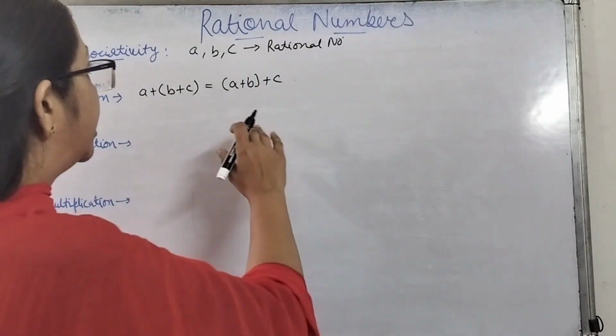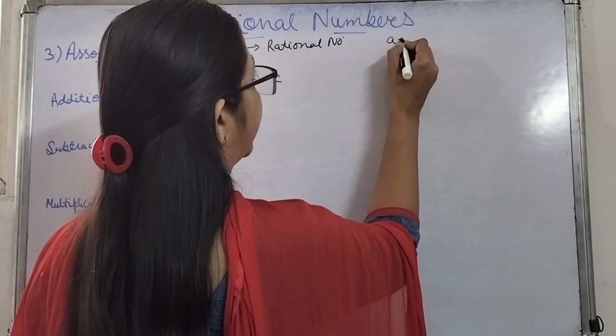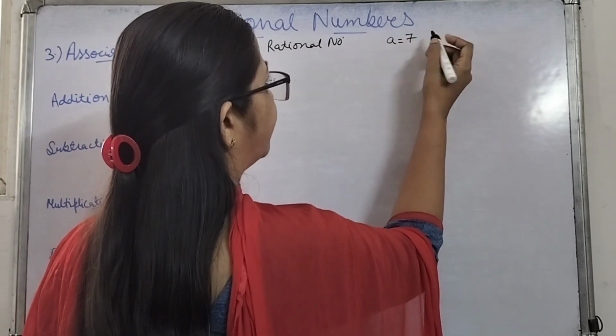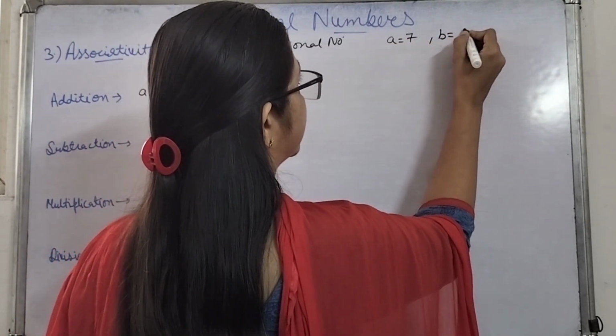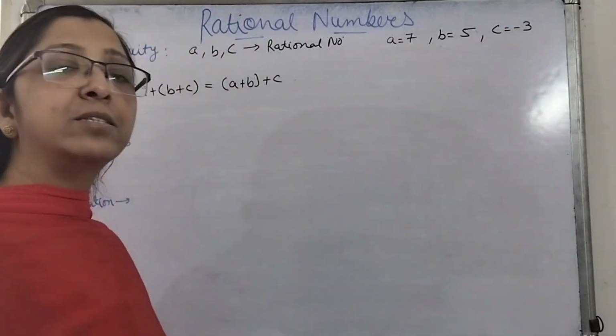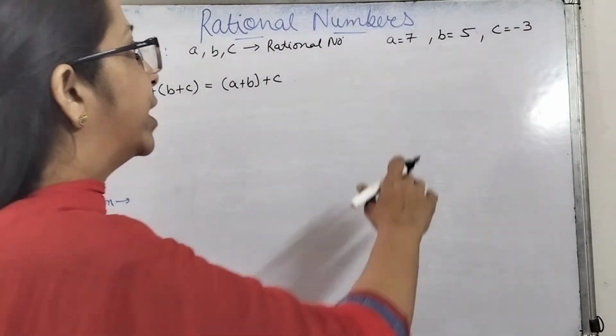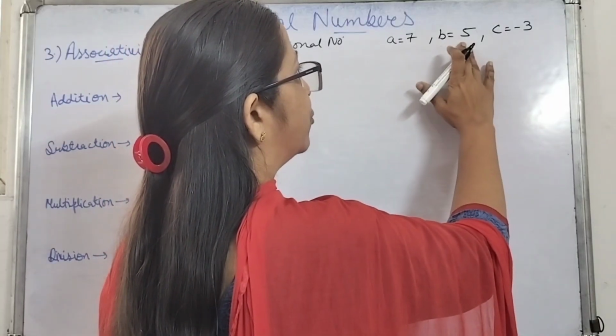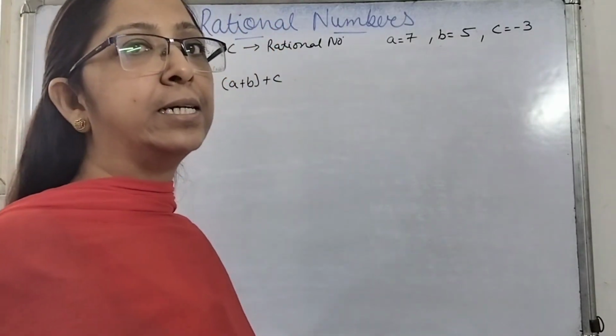Now suppose we are saying that the value of a we are taking as 7, the value of b we are taking as 5, and the value of c we are taking as minus 3. All these three are rational numbers only. We have taken a is equal to 7, b is equal to 5 and c is equal to minus 3.